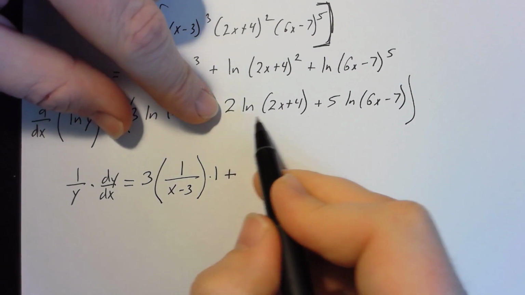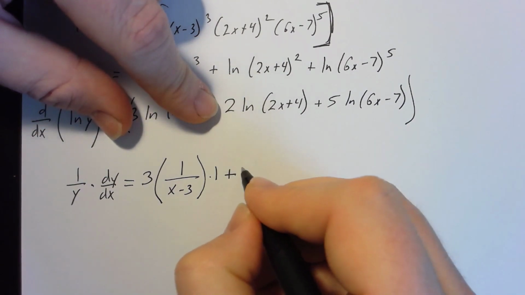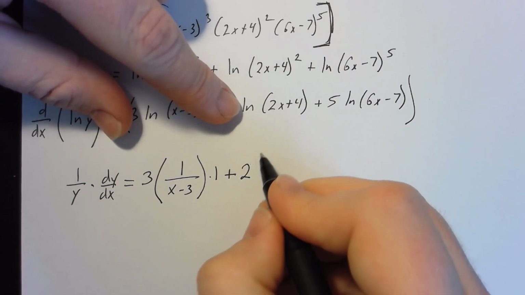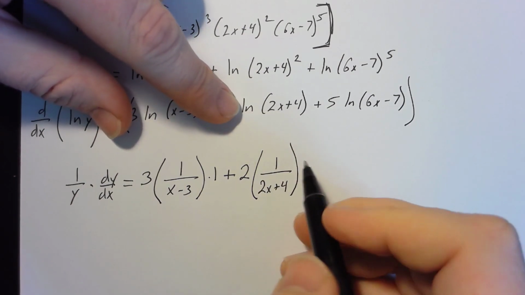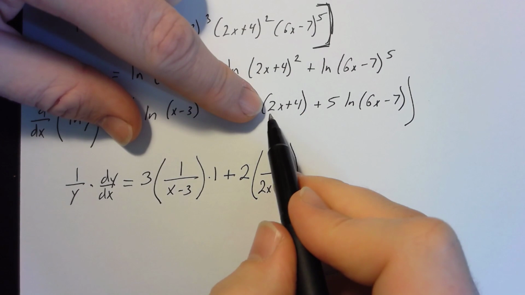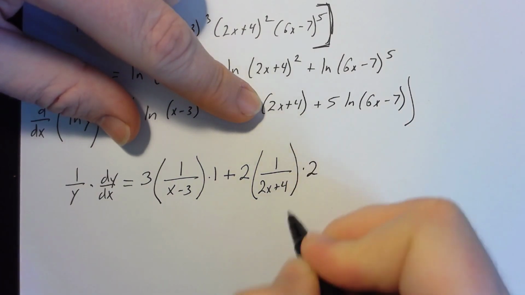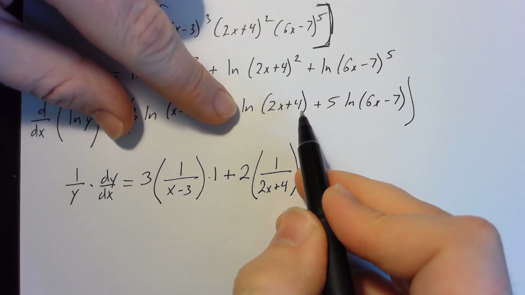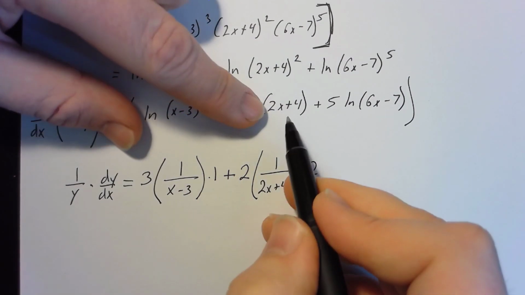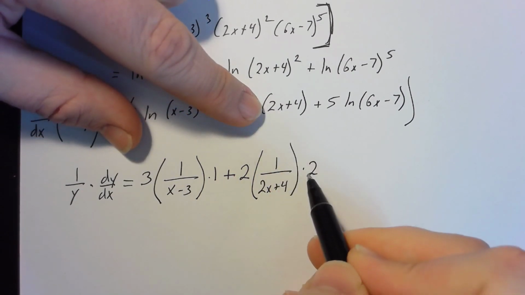The derivative of 2 natural log of 2x plus 4, again, carry down the 2. The derivative of natural log of anything is 1 over that anything. And then again, don't forget to check the chain rule, the derivative of the inside. What is the derivative of 2x plus 4? Well, that's a 2, so I've got to add that extra 2 there. So again, notice this 2 carried down. This natural log of anything is 1 over that anything, and then the derivative of the inside gave me 2.